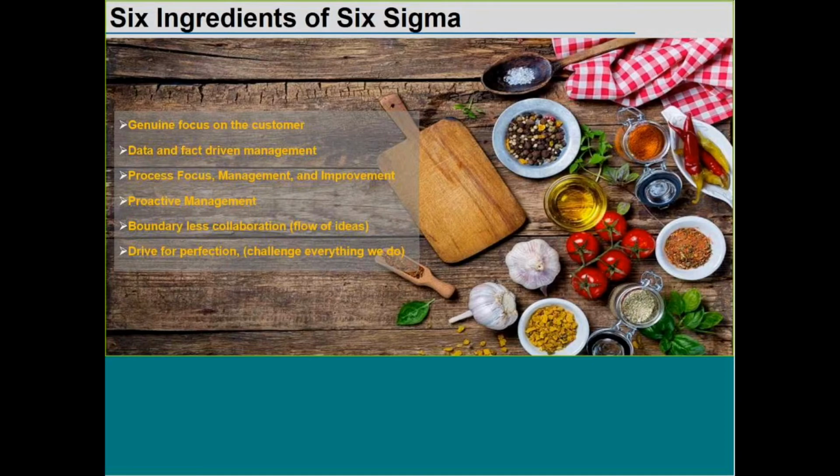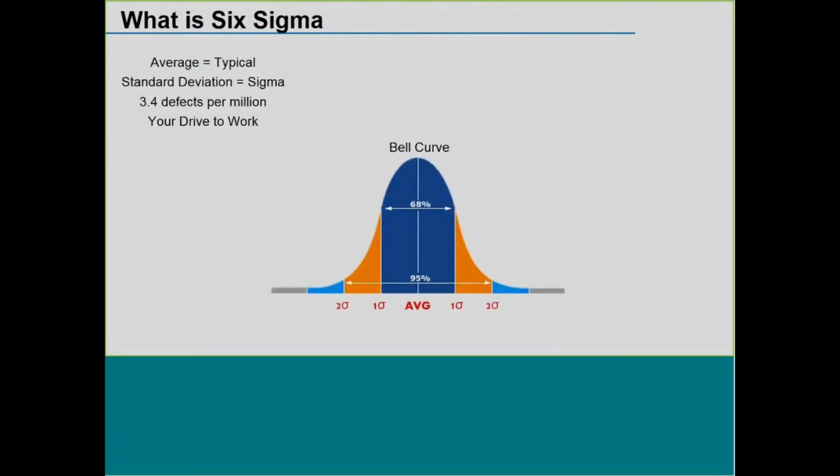Let's take a look at what we mean by that term perfection. To do that, we'll start off with defining what on earth Six Sigma is. Well, Six Sigma is really made up of two things, an average and a standard deviation. These are the two things we need for a Six Sigma-based process improvement project, an average and a standard deviation. Let's talk about this average. What is an average? An average is sort of just the most typical response that we get in a set of data.